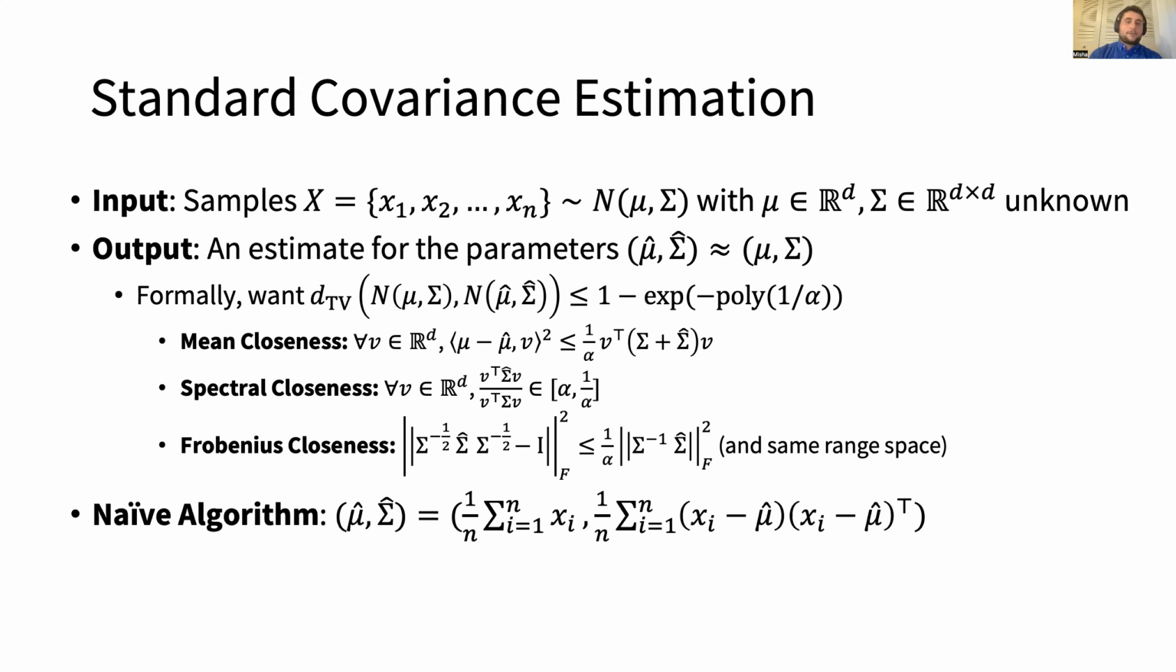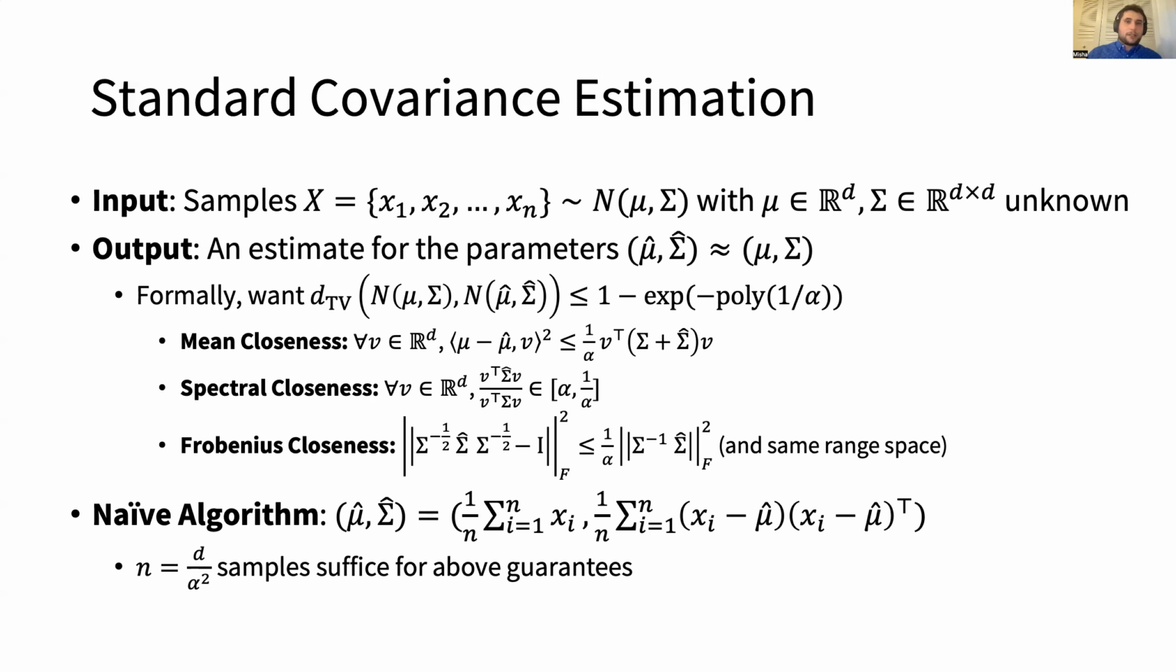The naive algorithm for standard covariance estimation is to just output the sample mean of the samples, and the sample covariance. And it turns out that if we have d over alpha squared samples, this suffices to get the total variation guarantee, and so the parameter closeness as well.